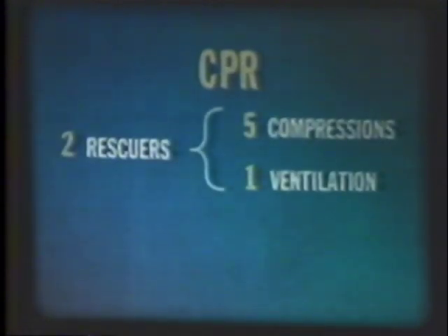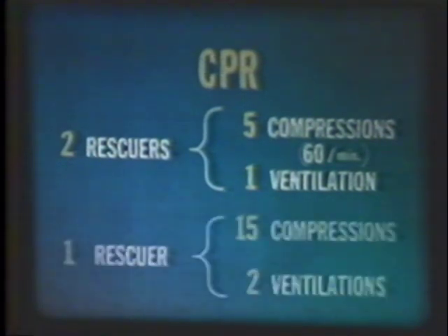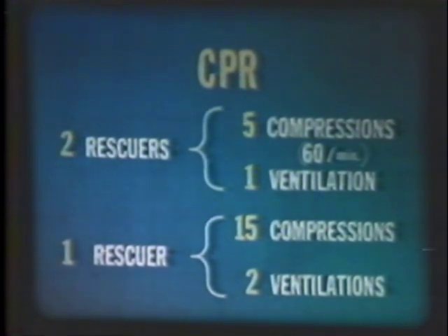Here is a summary of the recommended techniques for 2 rescuer and 1 rescuer CPR. When there are 2 rescuers, use a ratio of 5 compressions to 1 ventilation. Compressions are at a rate of 60 per minute, and ventilations are interposed without any pauses in compression. When there is only 1 rescuer, use a ratio of 15 compressions to 2 ventilations. Compressions are at a rate of 80 per minute, and each 2 ventilations should be given quickly.